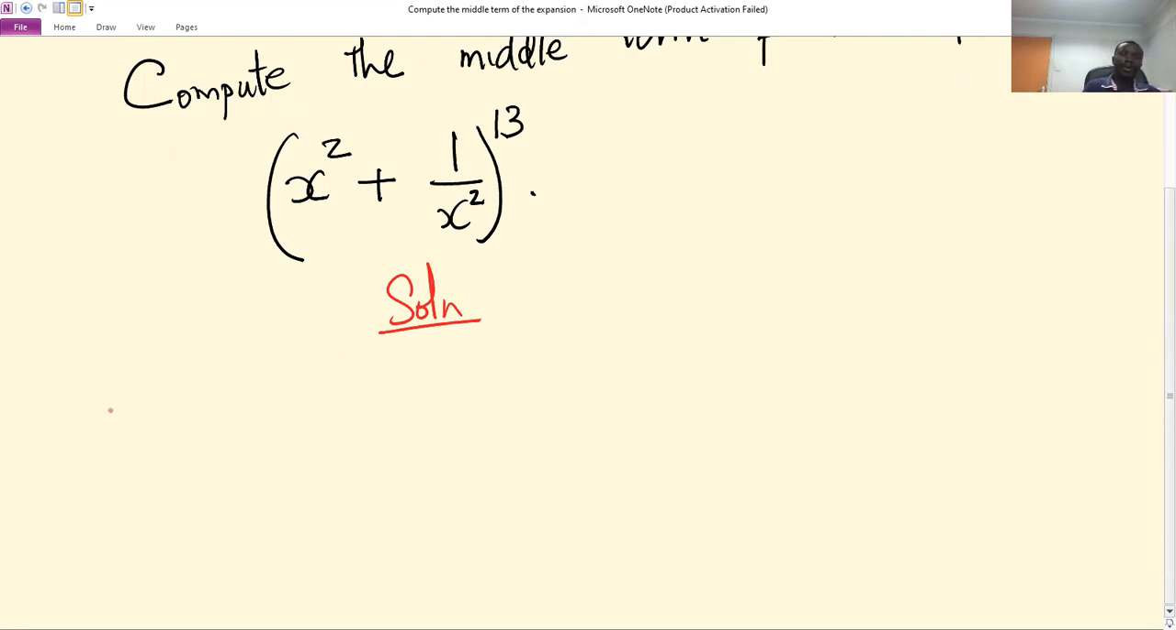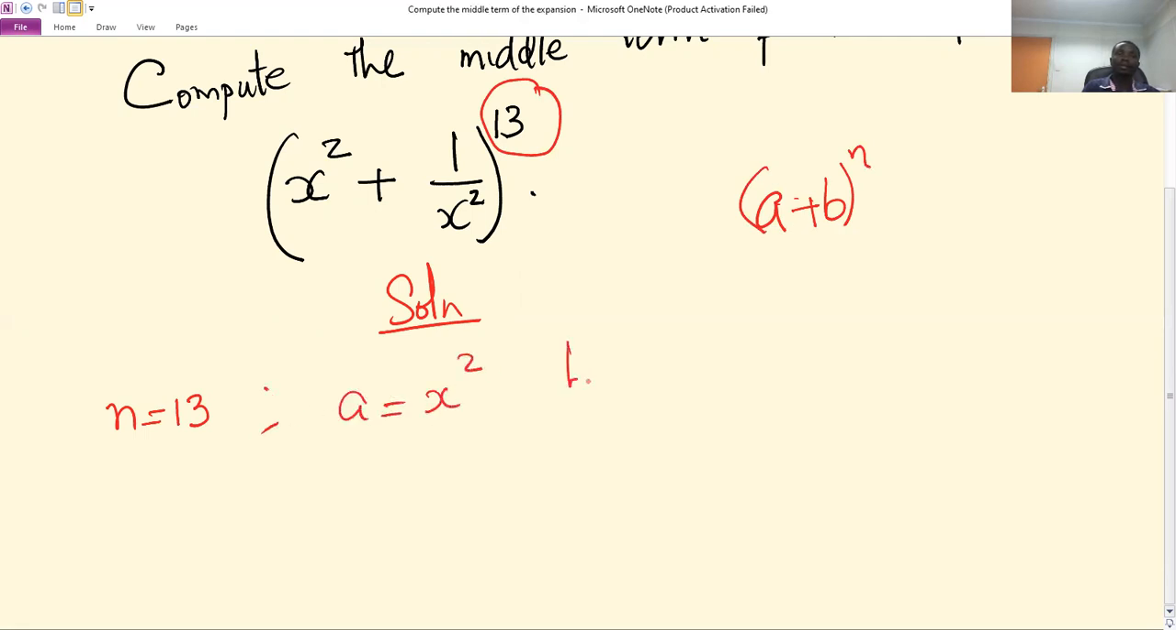So here, n is 13. Remember, we're dealing with expressions of the form a plus b raised to power n, and we can say a is x squared, b is 1 over x squared. When n is 13, remember, generally a binomial expansion has n plus 1 terms. So if the power is 13, then we have 14 terms.